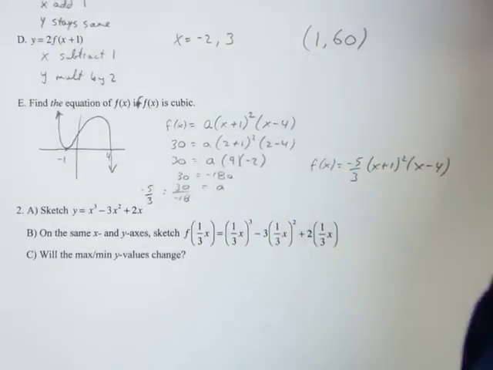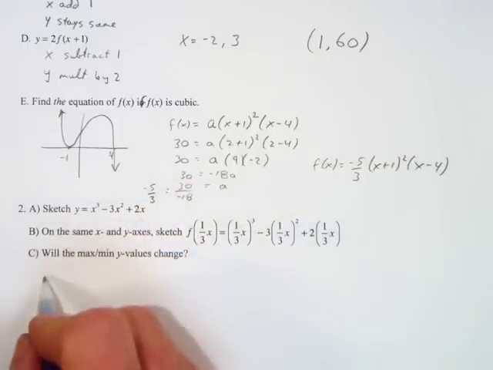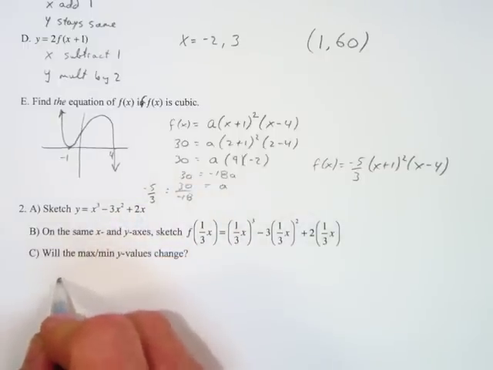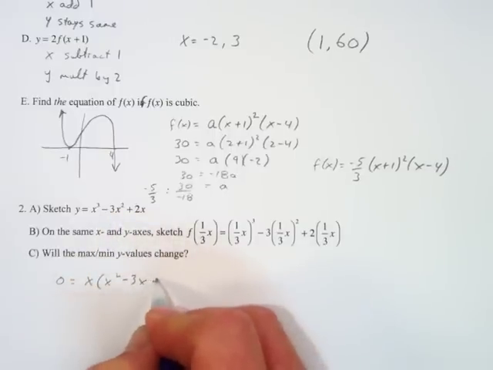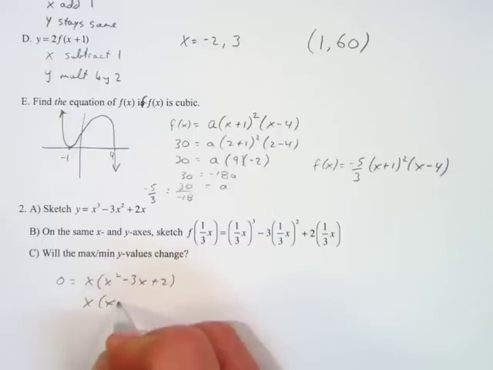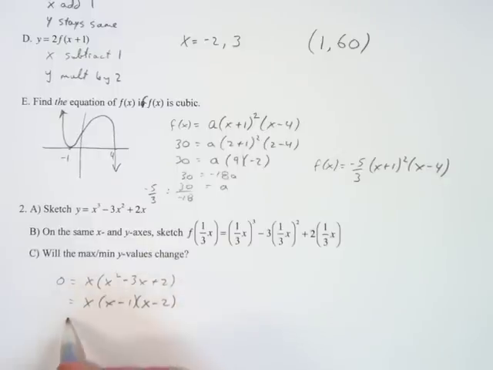Now let's apply these same ideas to another problem here. The first one, part A, that's just a pure review problem. Let's find the zeros of that. So let's factor out the x. It's a greatest common factor. We have x squared minus 3x plus 2. So we have x minus 1, x minus 2. Solve each one of those. We get 0, 1, and 2.